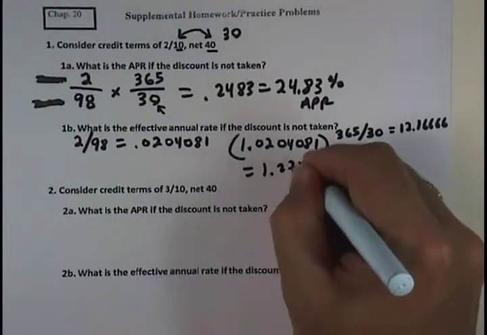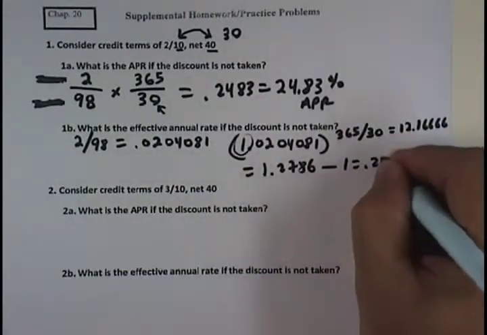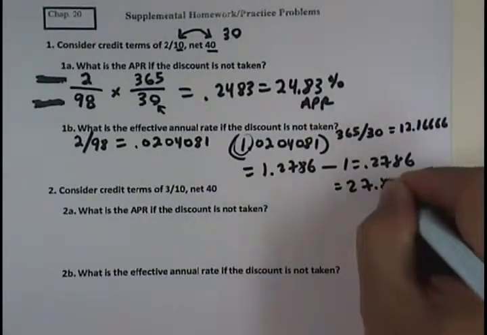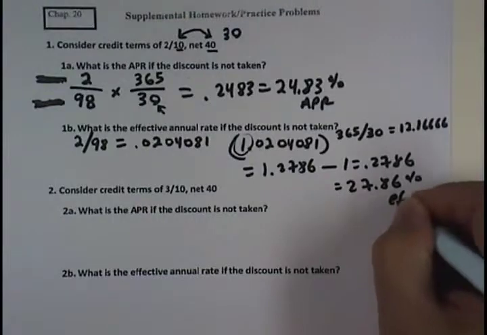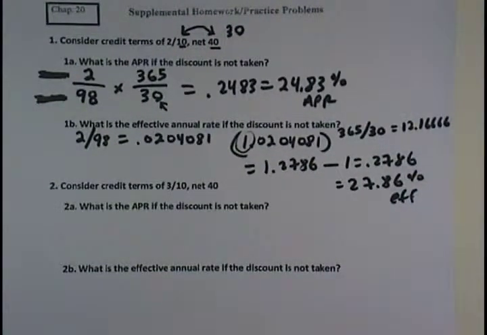So the result here was 1.2786. You take the 1 back off that you added there, so you're paying an effective rate of 27.86%.